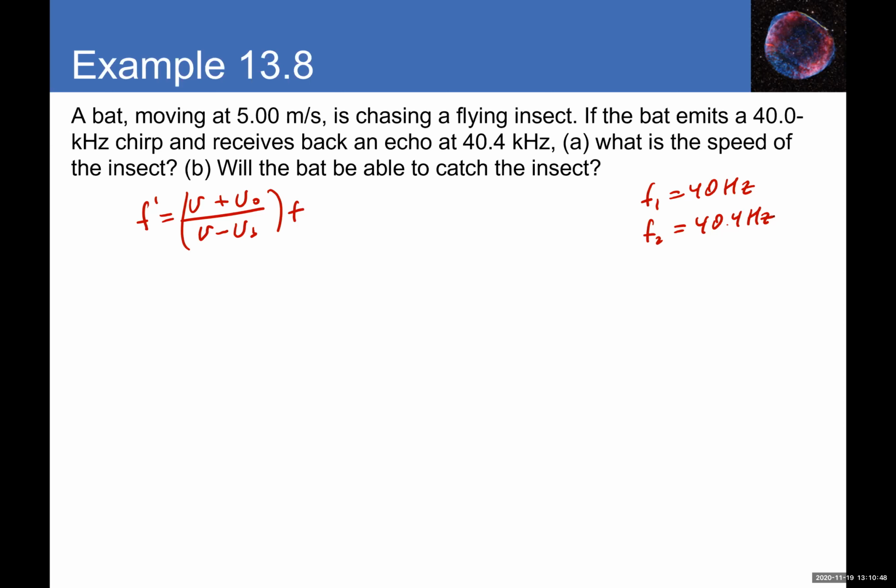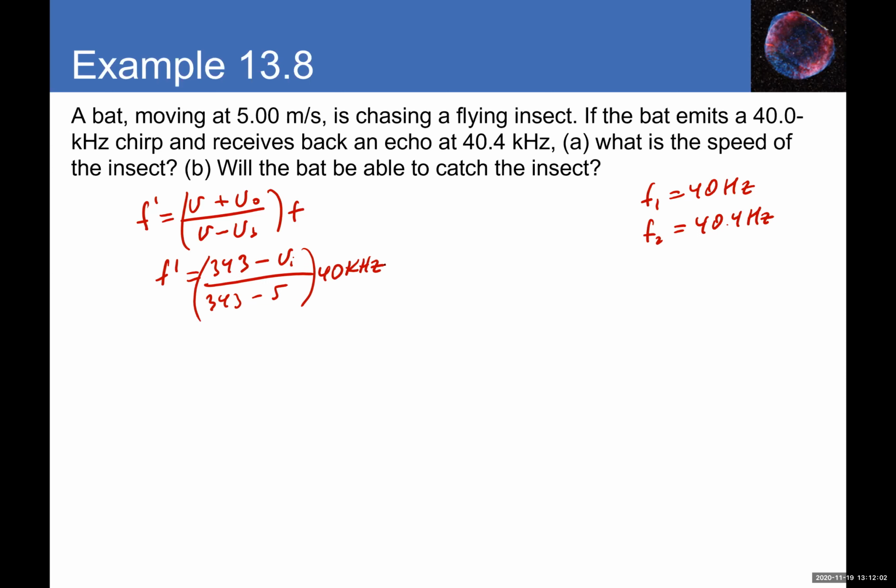And we first have to calculate the frequency received by the insect, okay? From the insect's point of view, V observer is equal to negative V insect. At this point, we don't know the unknown speed of the insect away from the source. And this 5 meters per second is the bat moving, right? So with respect to the insect, it's going to be negative 5 meters per second. So the idea here is this: I can say f prime equals (343 minus V insect) over (343 minus 5 meters per second), times 40 kilohertz.